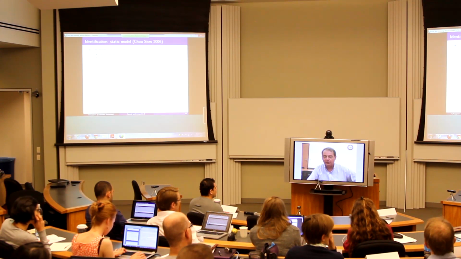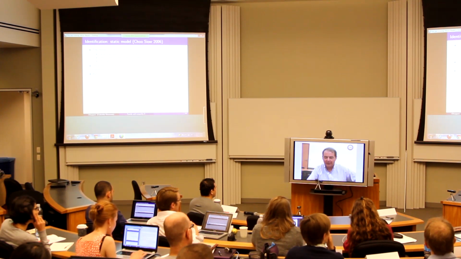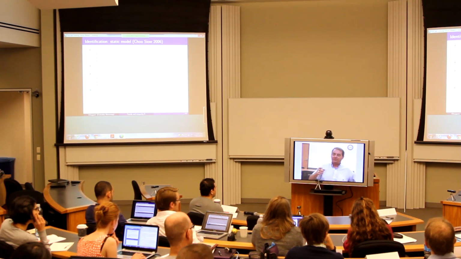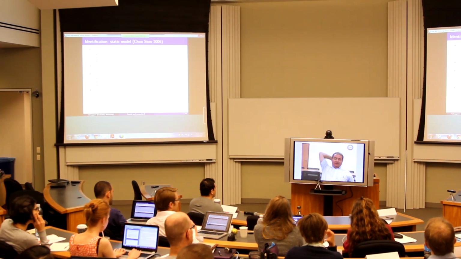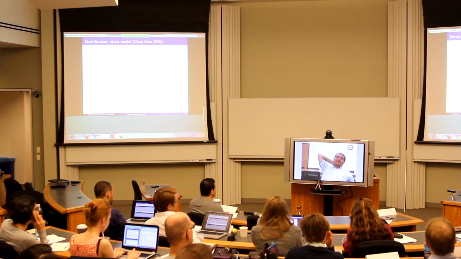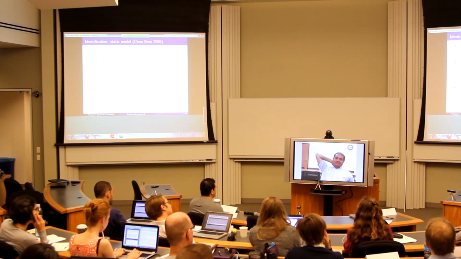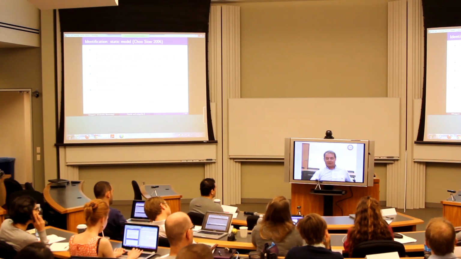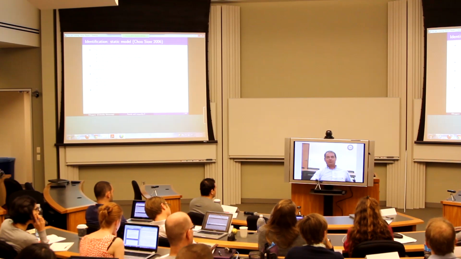Now, there are plenty of things about identification. In principle, the model is exactly identified. That was done in a paper by Chiappori and Salanié in 2006. The problem is the model is exactly identified, which is not very nice because you cannot test it. In a sense, you have an identification problem. The model is somewhat under-identified.